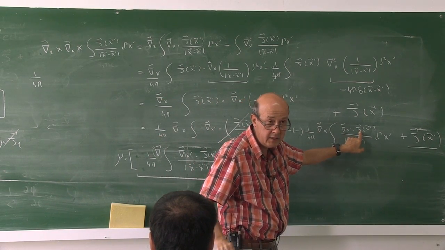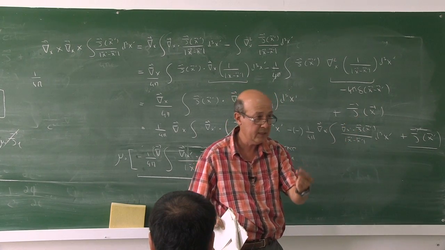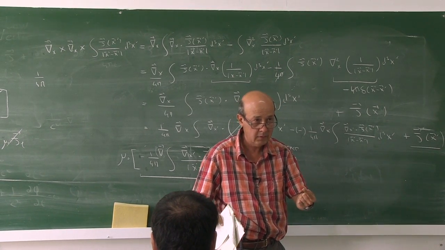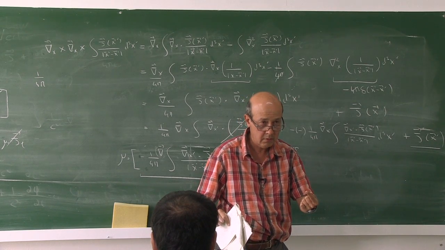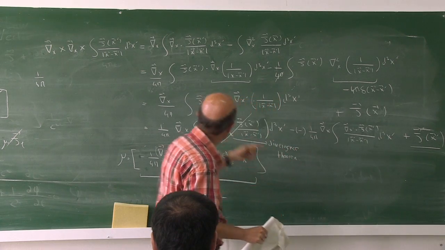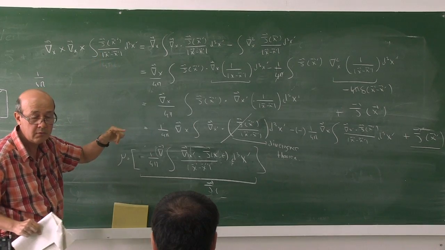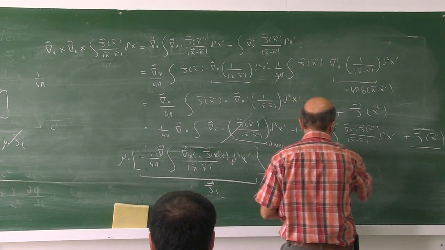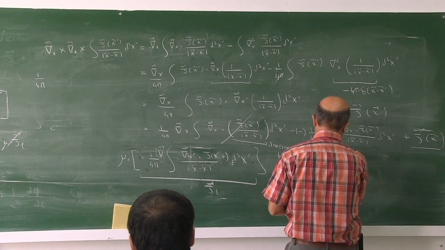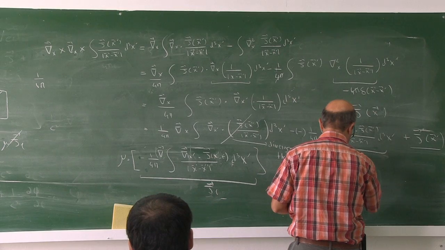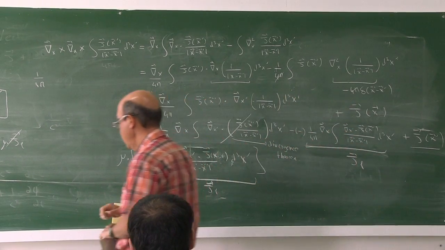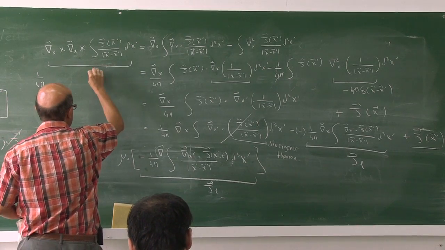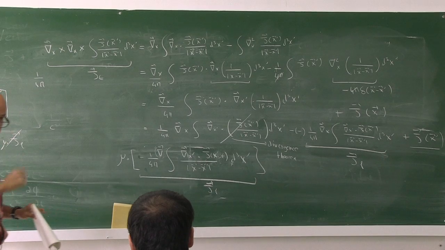For J, if you say J longitudinal plus J transverse, which divergence will be 0? Transverse. Which curl will be non-zero? Okay? So therefore, this whole piece should be equal to the longitudinal part of the current density, and this part should be the transverse part of the current density.